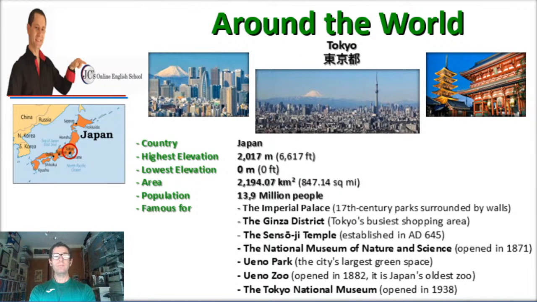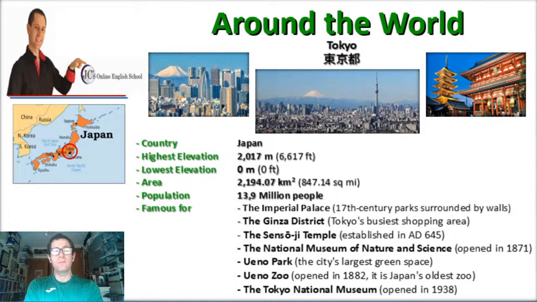The population is big in Tokyo. Almost 14 million people. That's a lot. 14 million people in Tokyo. Madrid, remember, has about 6.6 million, I think. So the population is too big.